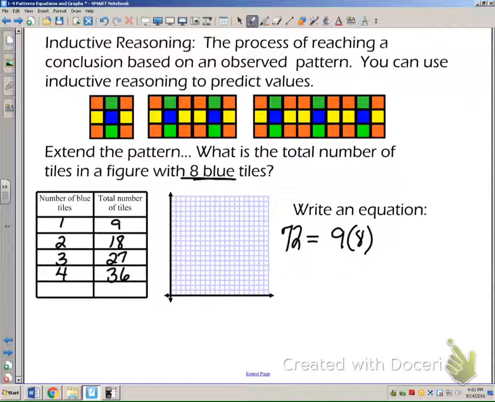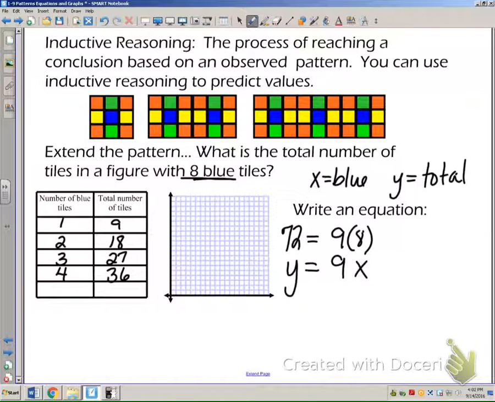So let's write a generic equation to represent this in terms of x and y, where x is the number of blue and y equals the total number. So in this pattern, when I had 1 blue, I had 9 total. When I had 2 blue, I had 18. Here, if I have 8 blue, which I'm letting x represent, I had 72 total. So I want to let y represent that and then keep my 9 the same. So my equation is y equals 9x.